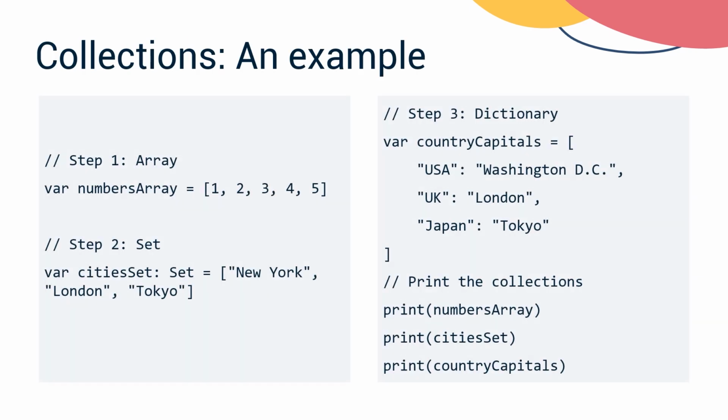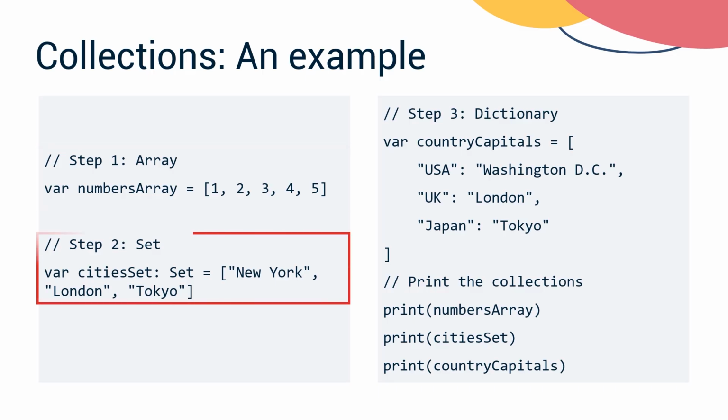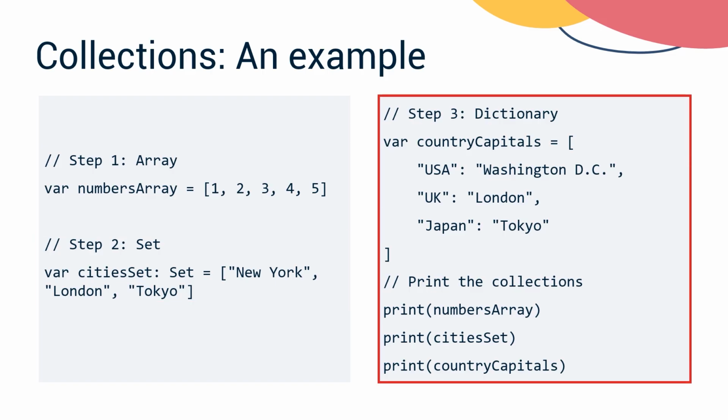Finally, let's create different collections. As the first step, create an array of integers from 1 to 5. Then, create a set of strings containing 3 different city names. Lastly, create a dictionary with 3 countries as keys and their capitals as values.